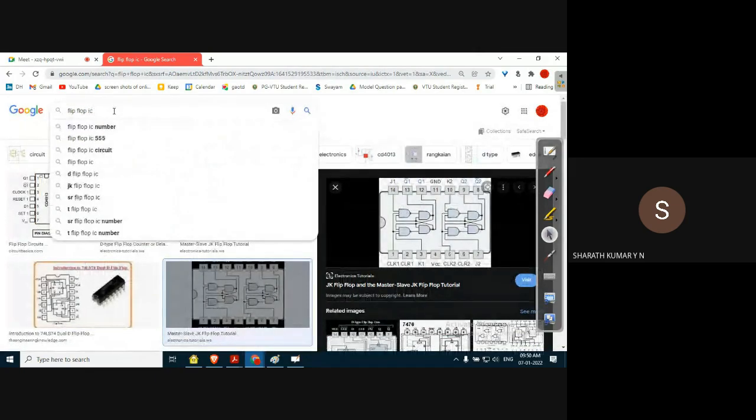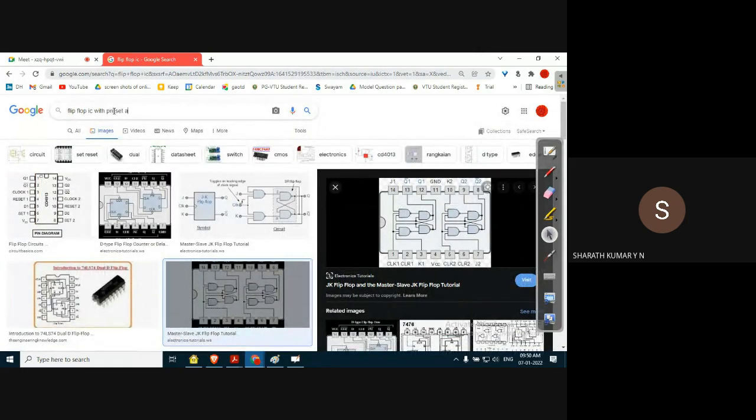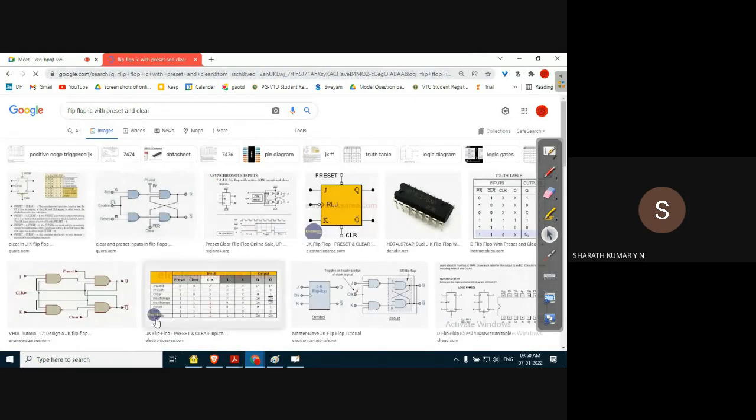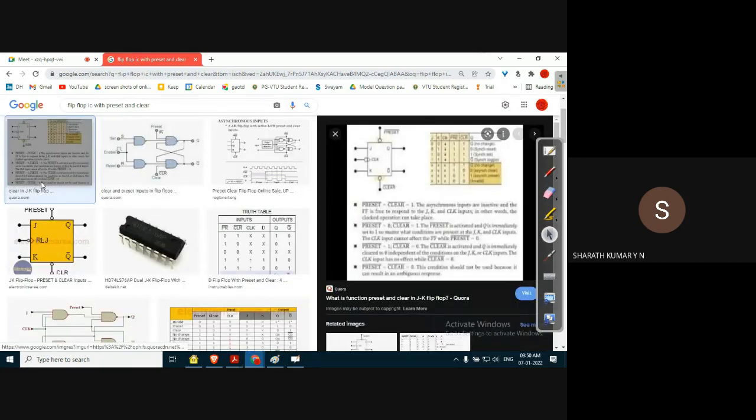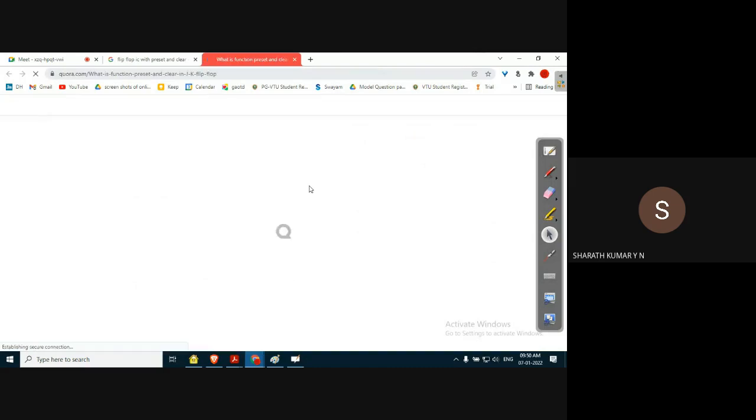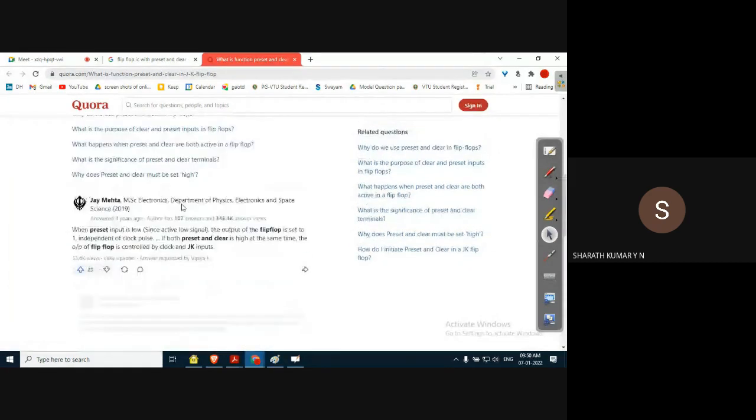Let me search preset and clear. I'll explain this. Oh yes, here it is. We have two diagrams. Okay, we'll discuss. I'll discuss both the circuits so that we understand the difference. Why this came, I wanted that image. Where is the image?